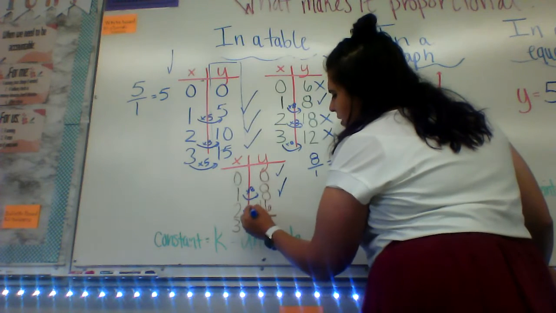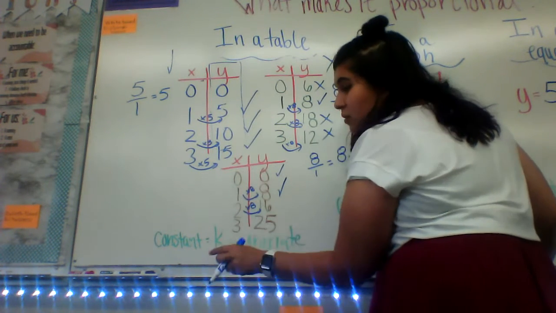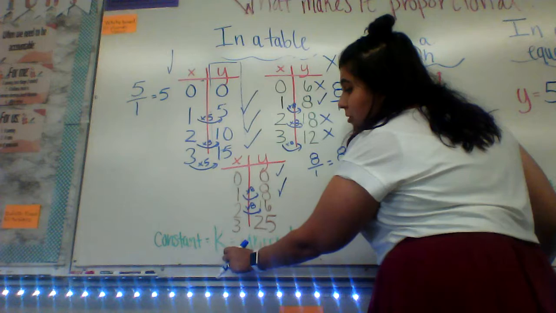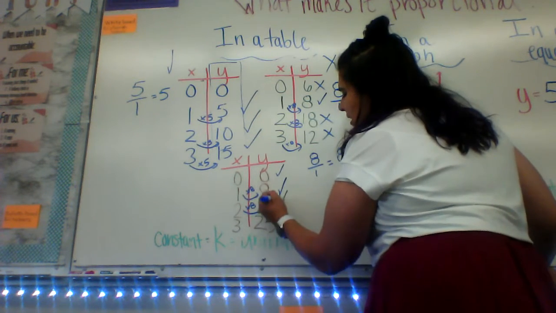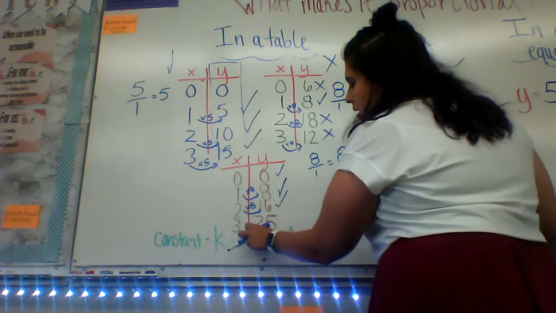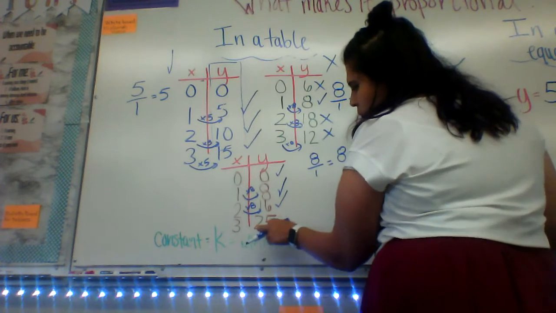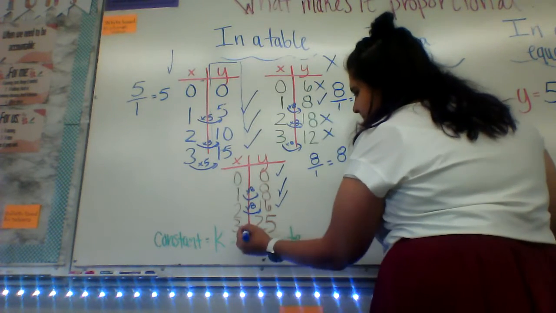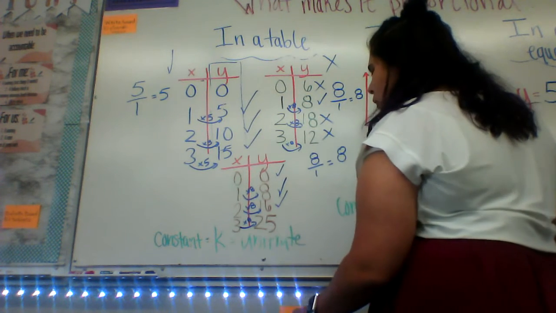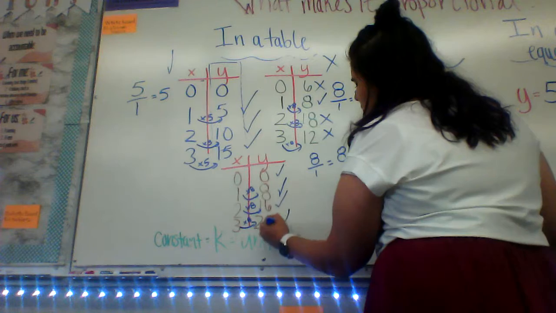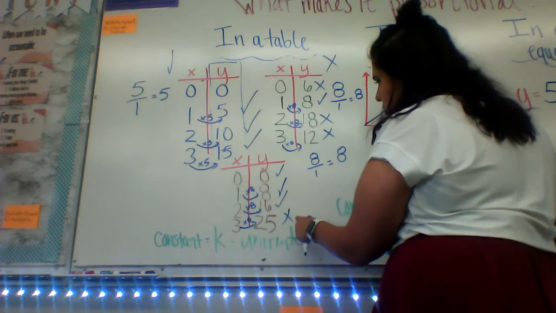Let's try it down here again. So times 8, because that's my unit rate, or my K, constant of proportionality. 2 times 8 is 16. That's good. Now let's try it here. 25. Let's do times 8. 3 times 8 is 24. This says it's 25. So that's not proportional.